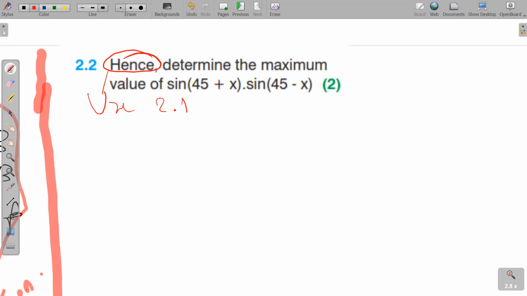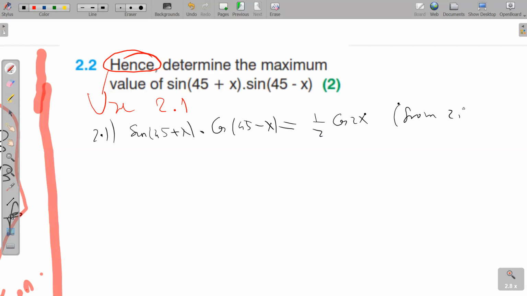I will write the question, because it is a proof question. There are no other types of questions. The question is sine (45 plus x) times sine (45 minus x), which is equal to 1 over 2 cos 2x. This is the question. You don't need to write this reason from 2.1, just explain. Here is 2.3, determine the values of, I will write 2.3 also.